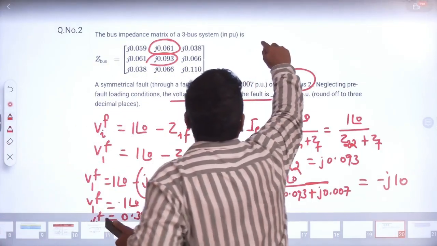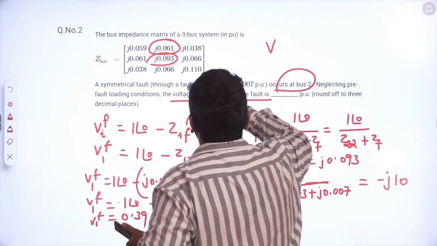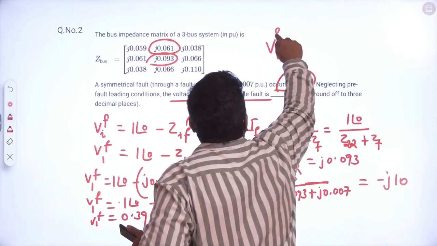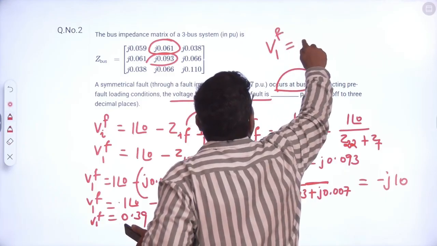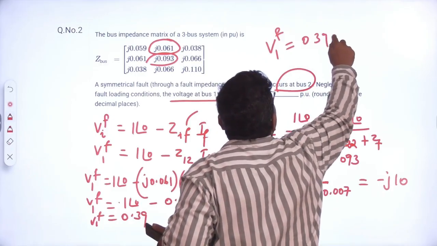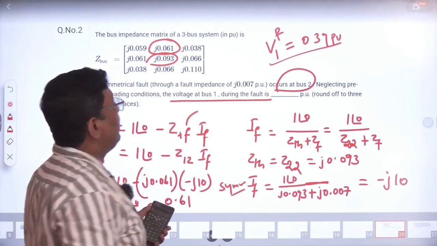So for this problem, the bus voltage at bus 1 during the fault, that is, the post fault voltage at bus number 1, is 0.39 per unit. So this is the final answer. This is one of the GATE problems.